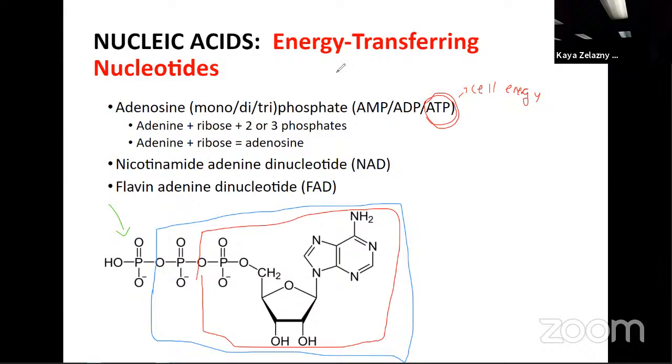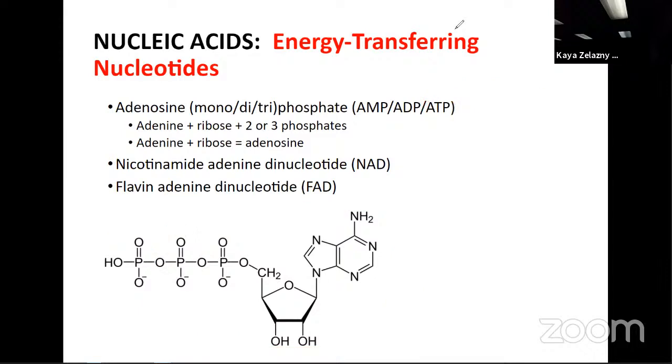We'll also see 2 other modified nucleotides. As we're doing metabolism, we'll see nicotinamide adenine dinucleotide, or NAD. We'll talk about the role that plays in basically ferrying around electrons in cellular respiration. We'll also see the molecule FAD, flavin adenine dinucleotide, and that's going to have a similar role as NAD as we move into our unit on the topic.